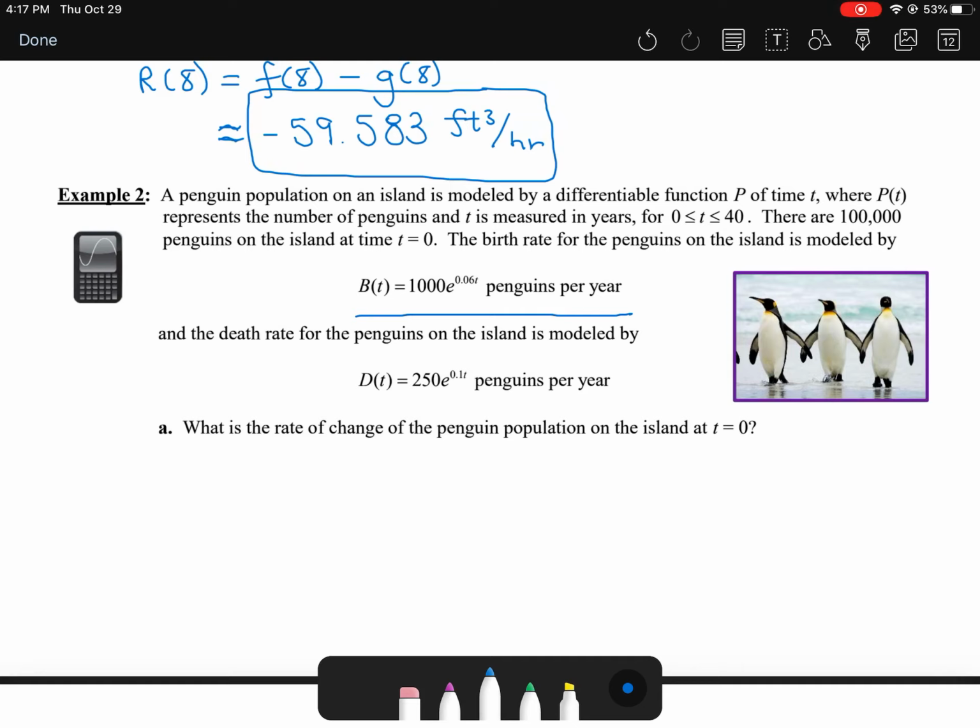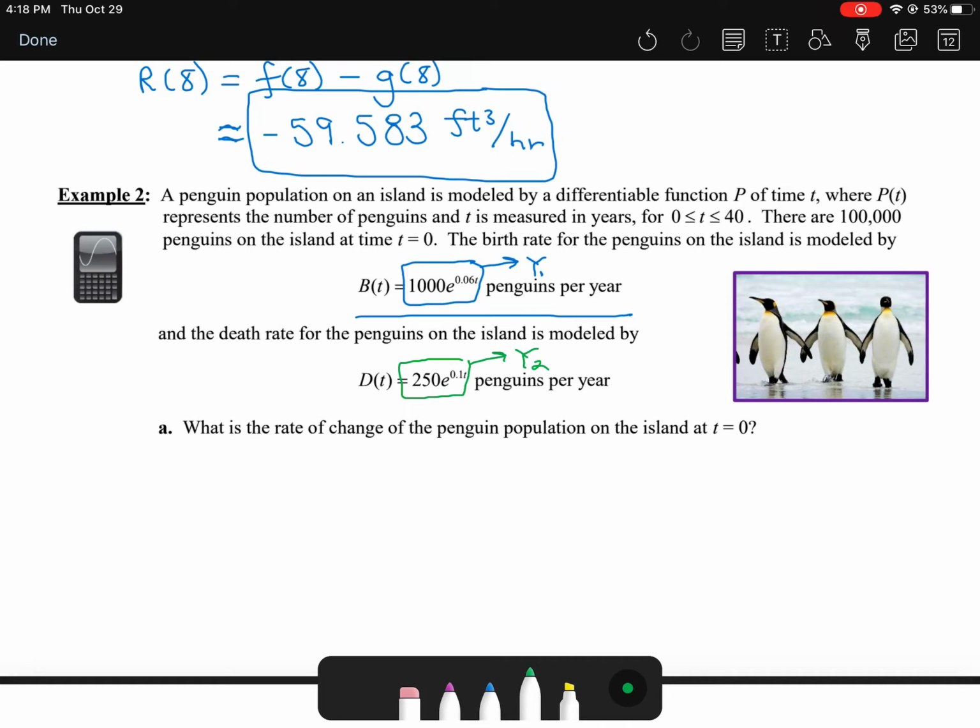Now, one thing you're going to do with these FRQs, because we're going to do a lot of practice with these throughout the year, is anytime it's calculator active, I am putting that equation in. So go ahead and put this in your Y1. Okay, so now let's continue. So we have the birth rate. The death rate for the penguins on the island is modeled by D of t. So again, go ahead and put this now in Y2. Okay, so that's the D of t penguins per year.